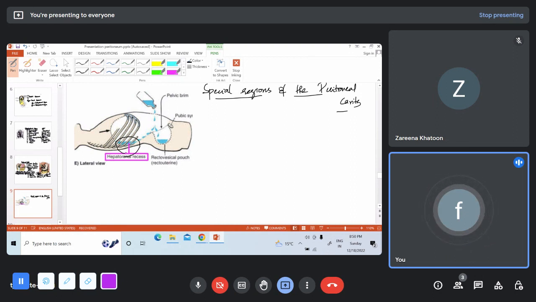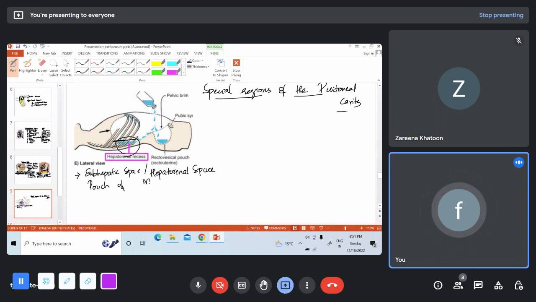Here you can see below the liver, this is called the subhepatic space. The right subhepatic space is also called the hepatorenal space. This space is also called the pouch of Morrison.